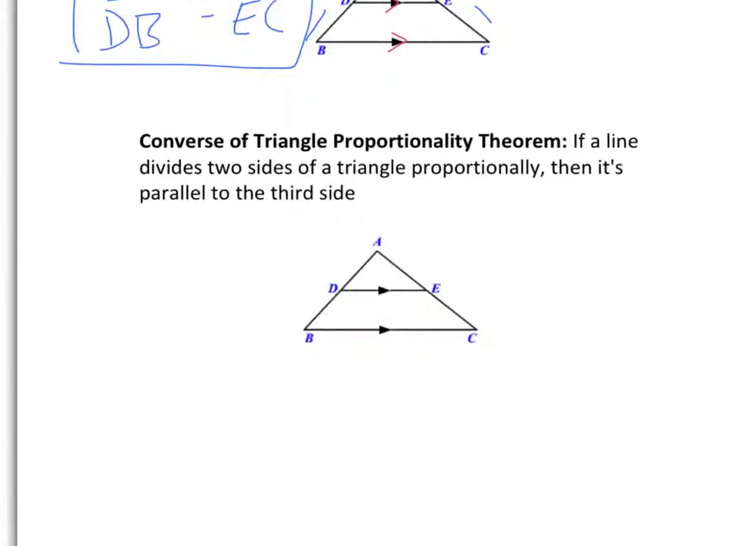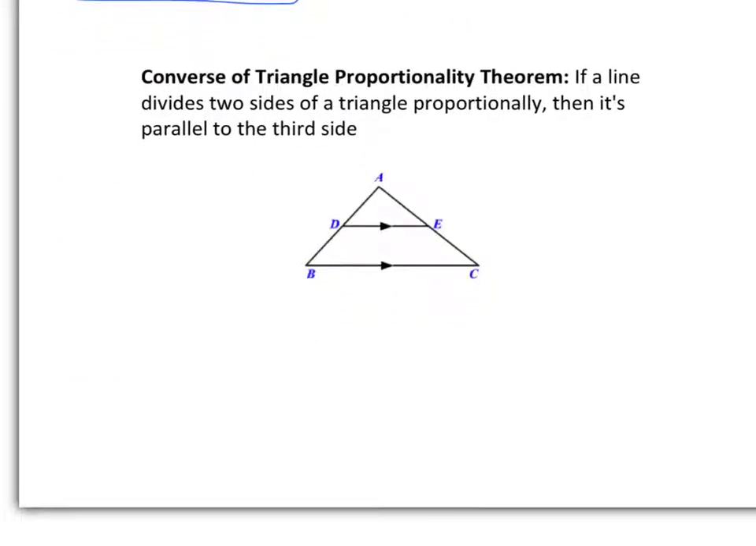All right, the converse is also true. The converse means that if you know that you have the correct proportions, then you can prove that the lines are parallel. Obviously, we're not going to be doing proofs with these. However, you're able to at least tell me that lines are parallel, which could be helpful in solving the problem. So let's say 4 and 3 and 8 and 6.